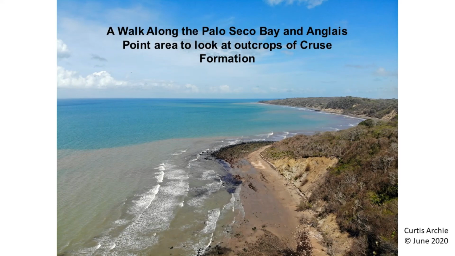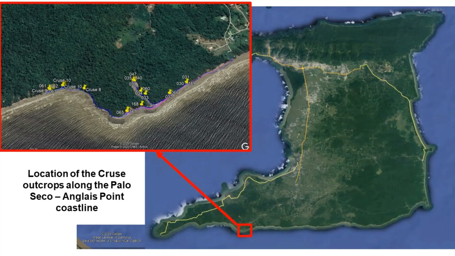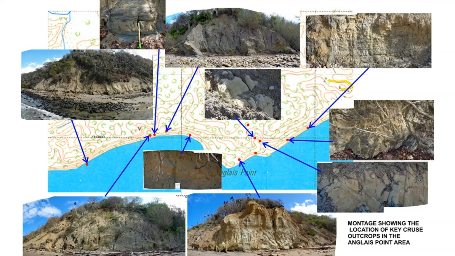Good day. Welcome to today's trip where we walk along the coastline at Palo Seco Bay and Angler Point to look at outcrops of the Cruse Formation. The outcrops we visited are located in southwest Trinidad on the Palo Seco Angler Point coastline. This montage gives us a view of the outcrops that we will visit.